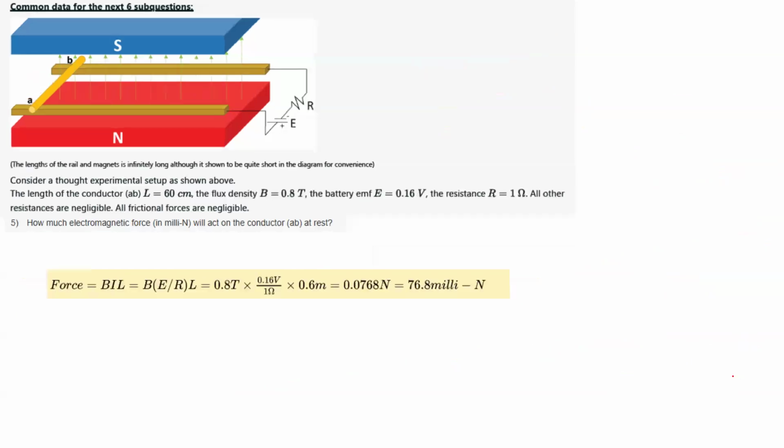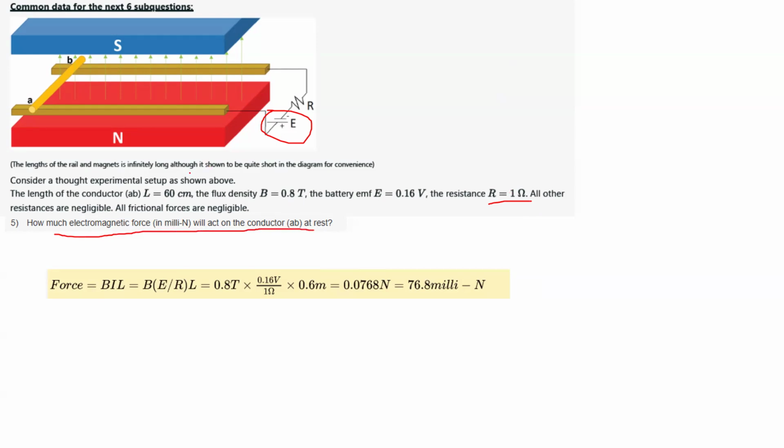Now we will move to the next set of questions. In this next set of questions, the length of the conductor is 60 centimeter, flux density is 0.8 Tesla, battery EMF is 0.16 volt, and R is 1 ohm. All other resistances are negligible, all frictional forces are negligible. How much electromagnetic force will act on the conductor at rest?